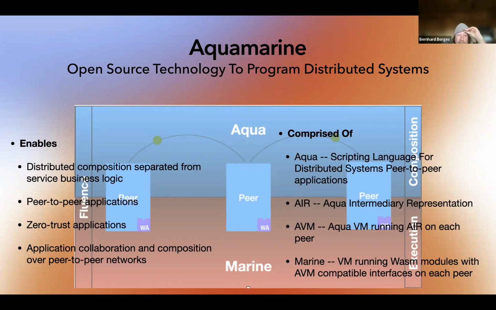So basically what that enables you to do is separate your business logic, your services, from the actual topology required to discover services through the network. That's where Aqua comes in. And that's what actually enables peer-to-peer applications.